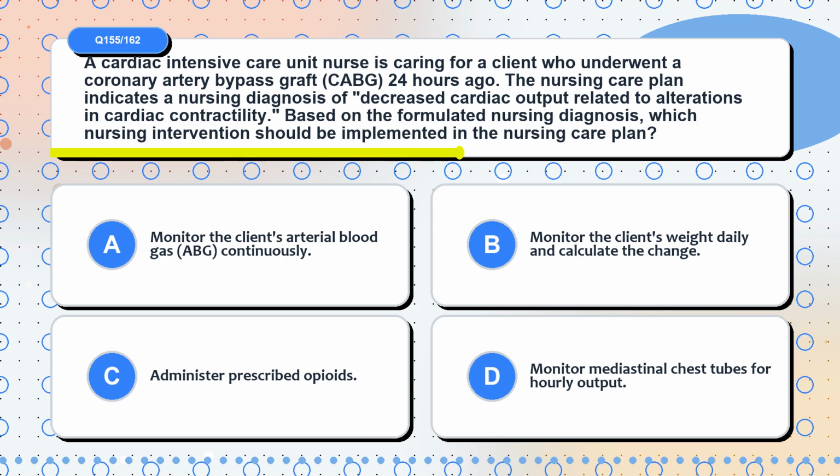Here are the options. Option A: monitor the client's arterial blood gas, ABG, continuously. Option B: monitor the client's weight daily and calculate the change. Option C: administer prescribed opioids. Option D: monitor mediastinal chest tubes for hourly output.